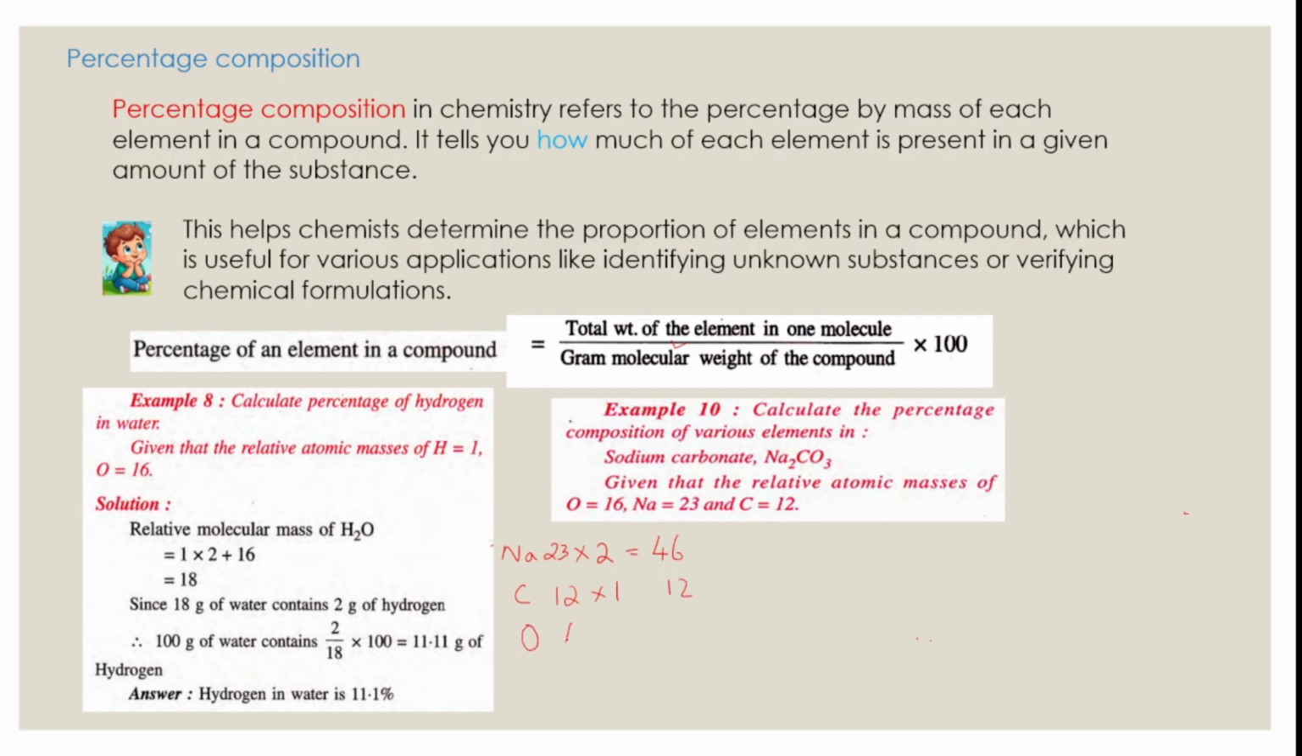Oxygen: we know that the atomic mass of oxygen is 16. We have 3 oxygen atoms. So 16 into 3 will give you 48. The total of all these will give you the molecular mass of sodium carbonate. So 46 plus 12 is 58, plus 48 is 106. So the gram molecular mass or relative molecular mass of sodium carbonate is equal to 106 gram. So we have got the gram molecular weight, the denominator of our formula, which is 106.